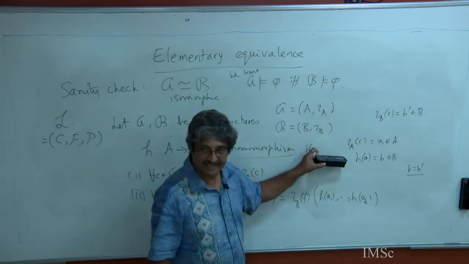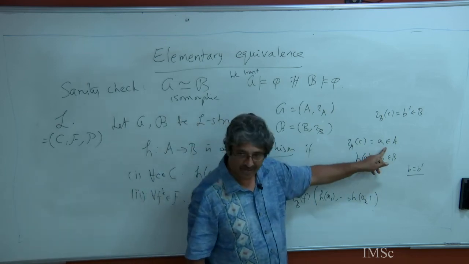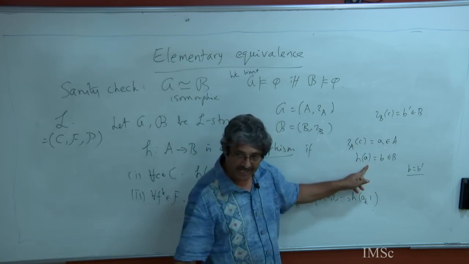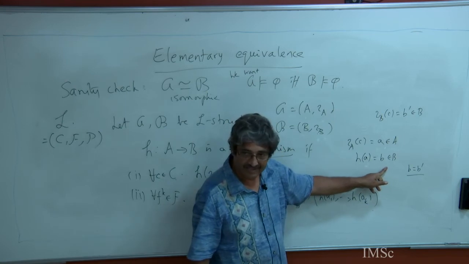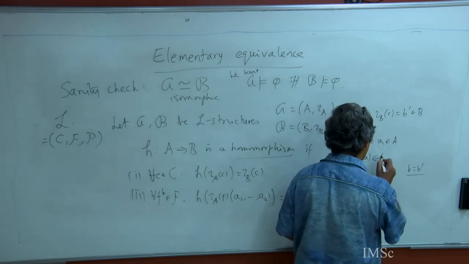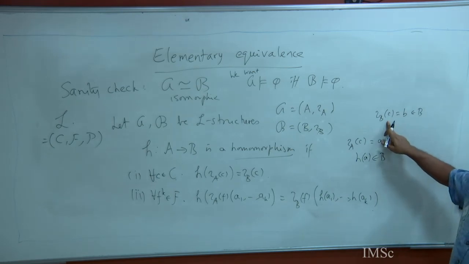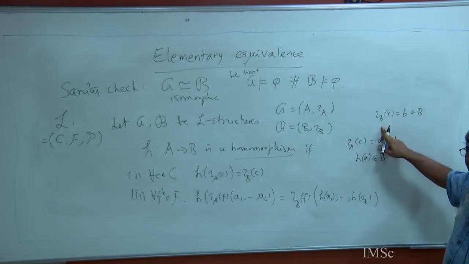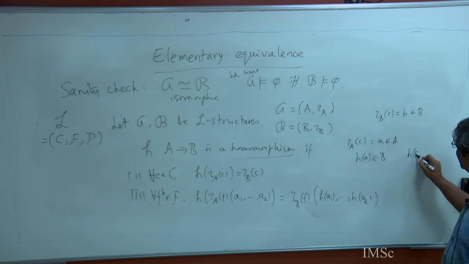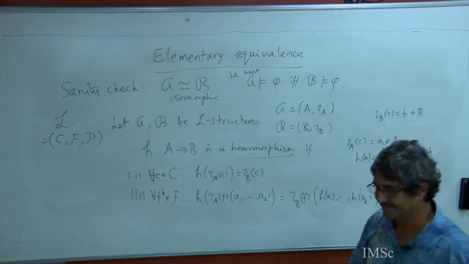Is this clear? In the structure A, the constant C is interpreted as an element a in the domain of A, right? Now, H is a map from the domain A to domain B. It will give me some element of B, yeah? Let's just call it H of a. H of a belongs to B, yeah? And this is the interpretation of the constant symbol C according to the second structure, some element b. Now, what this says is that H of a equals b is a condition there. Okay, sir. Okay. Yeah?